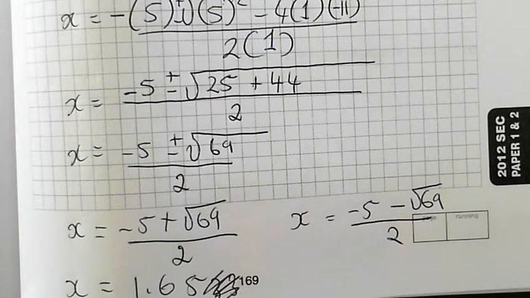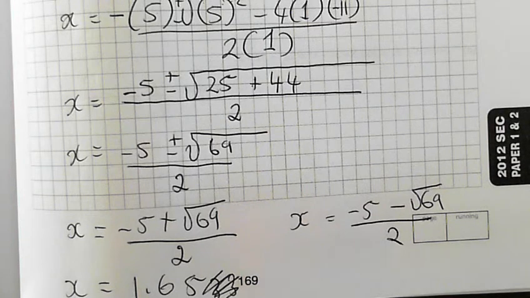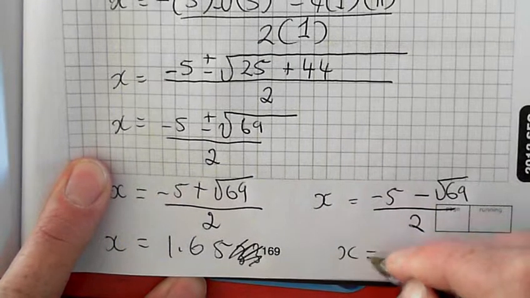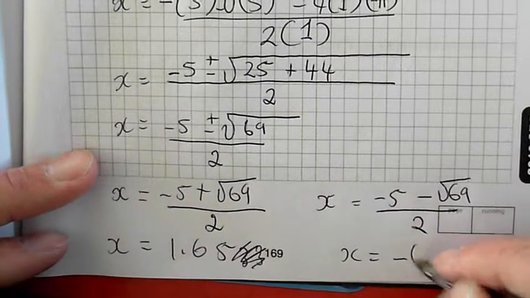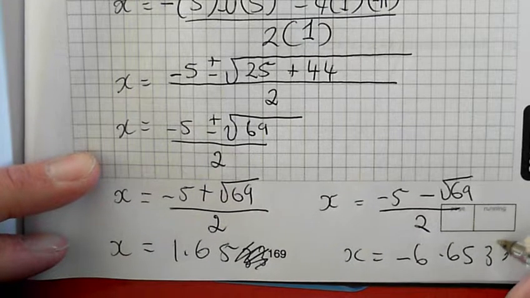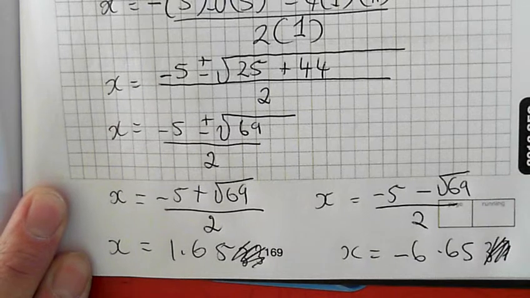And then over here you have minus 5 minus the square root of 69 divided by 2. X is equal to minus 6.6533. So the 3 is not going to change the 5, so it's minus 6.65.